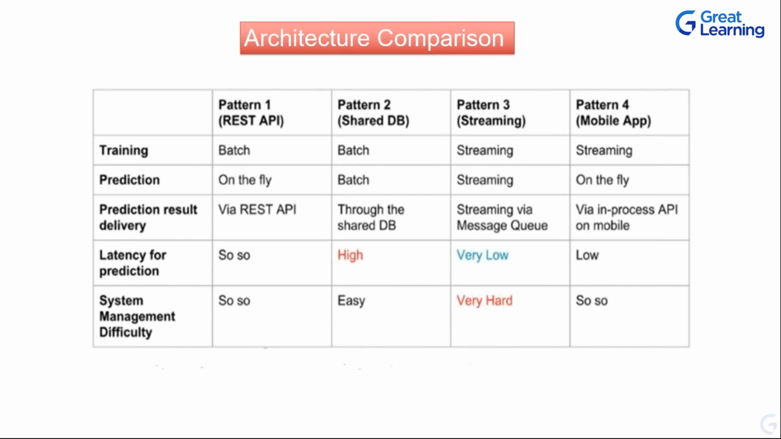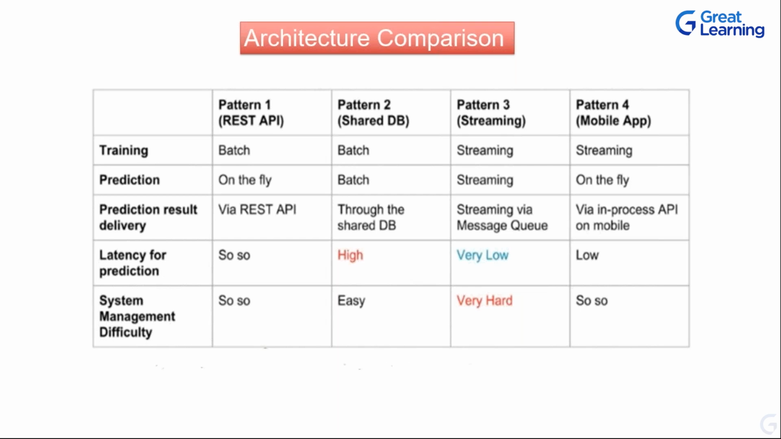Results are delivered through a message queue. From an understanding perspective, assume this is a pipe wherein there is a continuous flow of output. Latency for prediction is very low. System management is very, very, very difficult because you need to keep the entire system for training and the system for prediction online. Pattern 4, which is very similar to pattern 1.